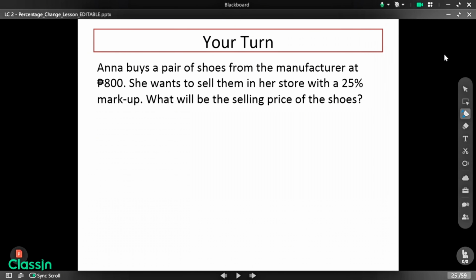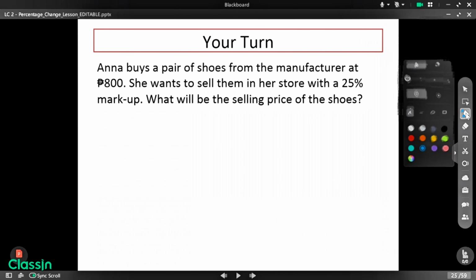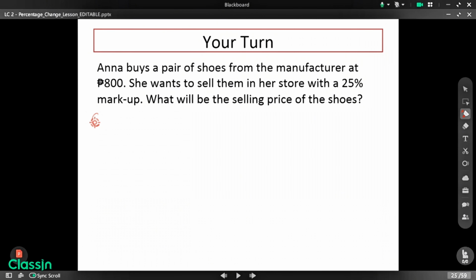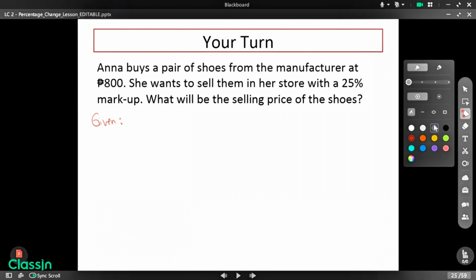Alright, time is up. So now let's solve and check your answers. Before we write all the given, let's read the problem first. Anna buys a pair of shoes from the manufacturer at 800 pesos. Then she wants to sell them in her store with a 25% markup. So what will be the selling price of the shoes?